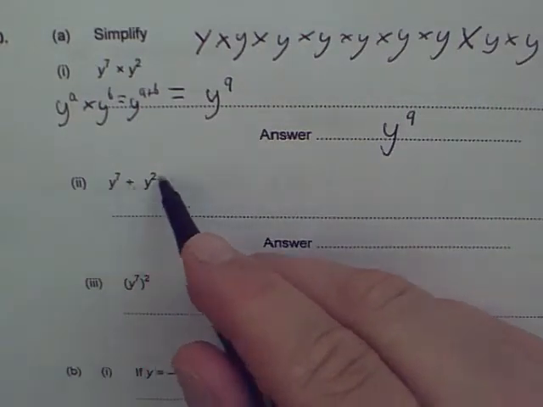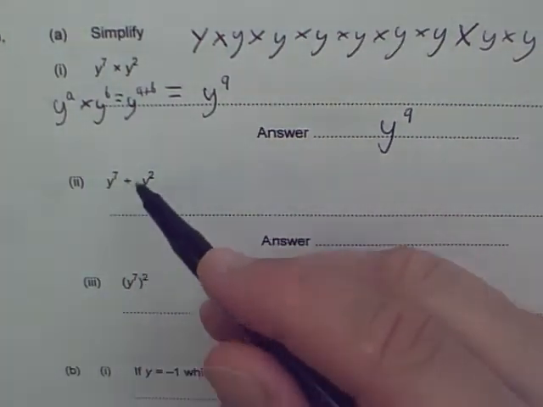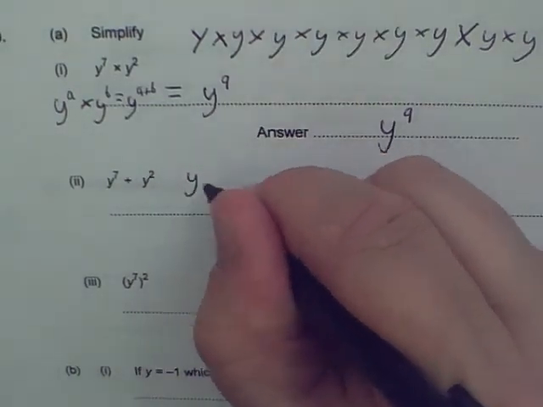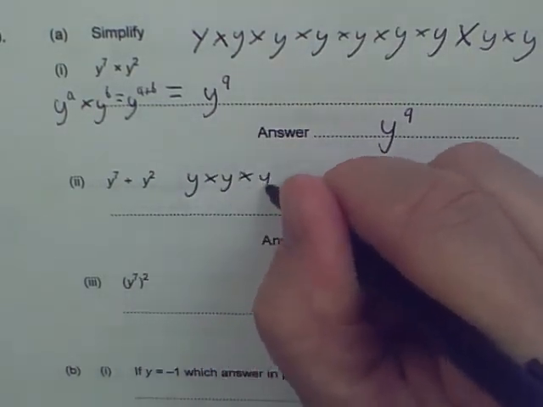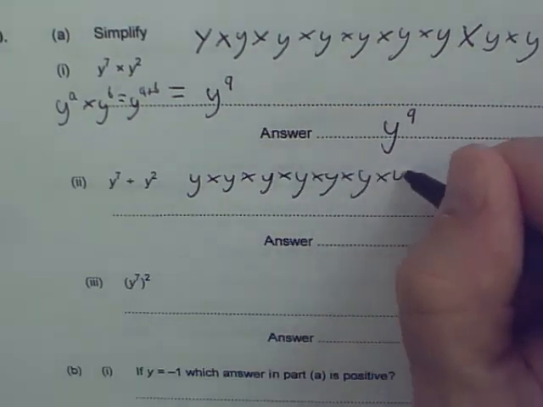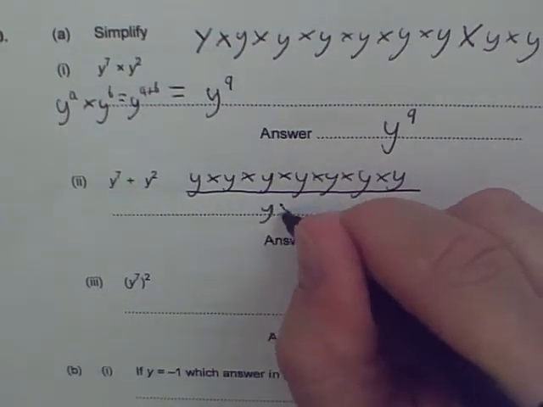Y to the power of 7 divided by y to the power of 2. Again, a common mistake here was to divide and get y to the power of 3.5. Let's imagine what that is. It's just y multiplied by itself 7 times, 5, 6, 7, divided by y multiplied by itself twice.